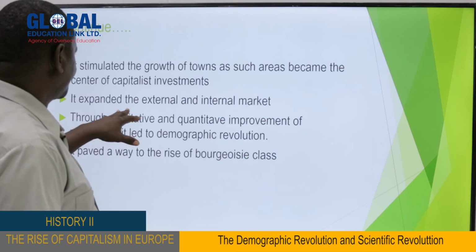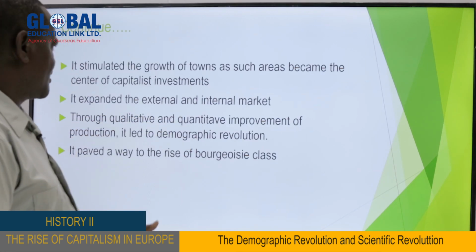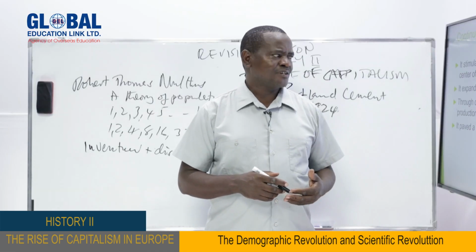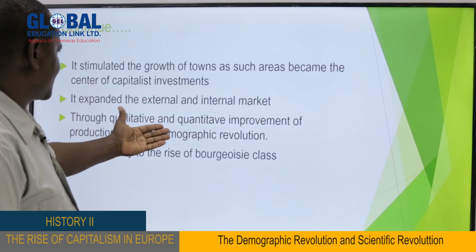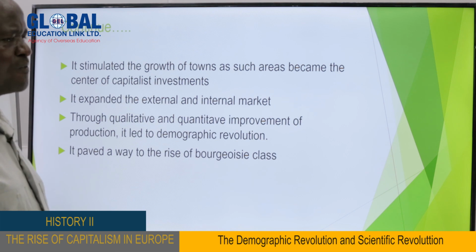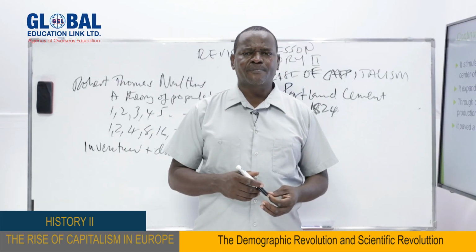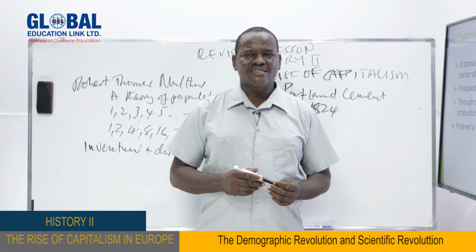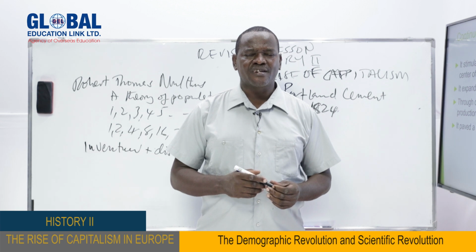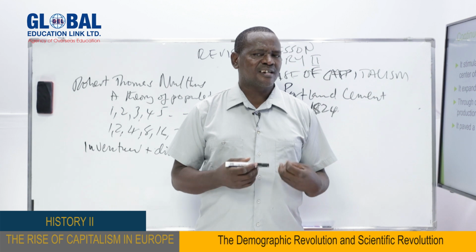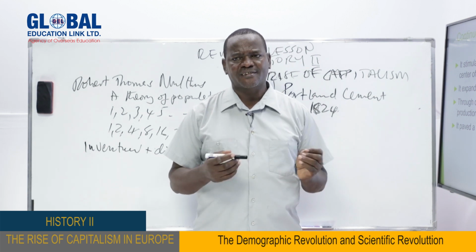Another thing is it expanded the external and internal market, as we have said already. Also, through qualitative and quantitative improvement of production, it led to the demographic revolution. We have said that increasing population was caused by the increase in agricultural production. It is also the result of the improvement of medical facilities, and all these things have a lot to do with science and technology.